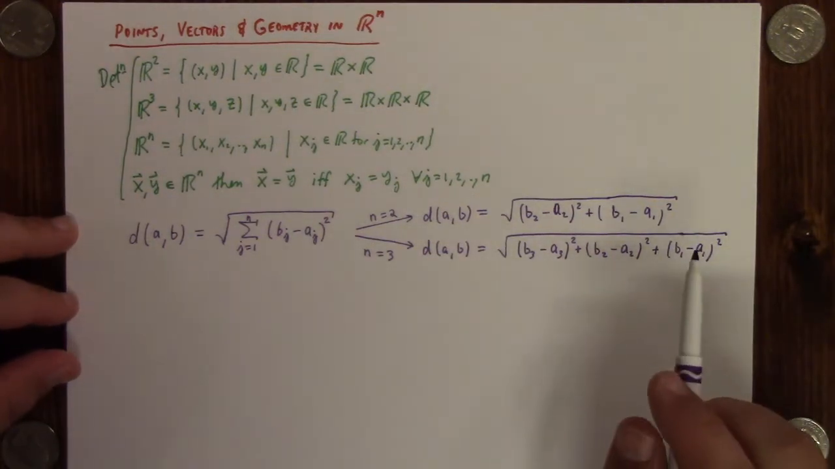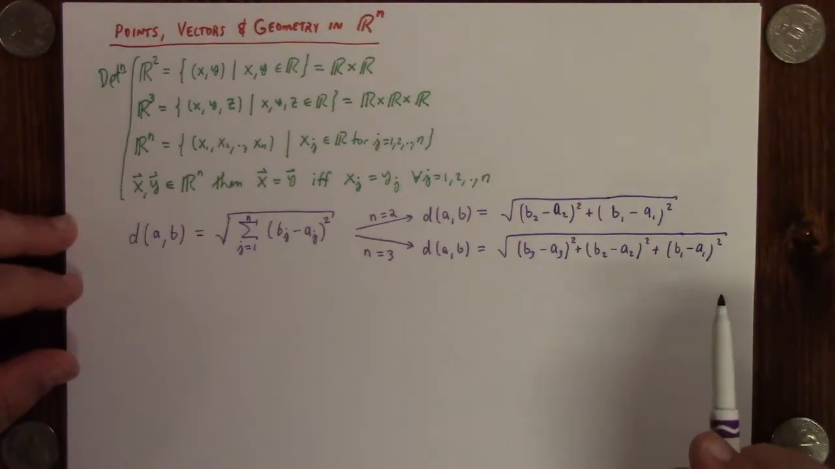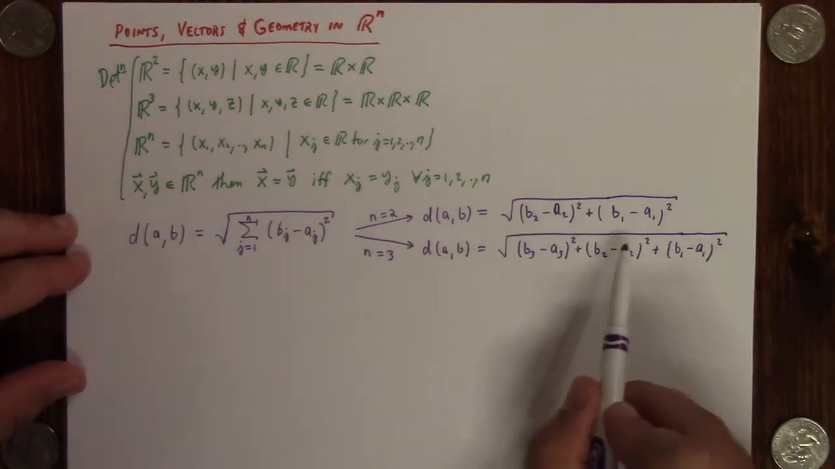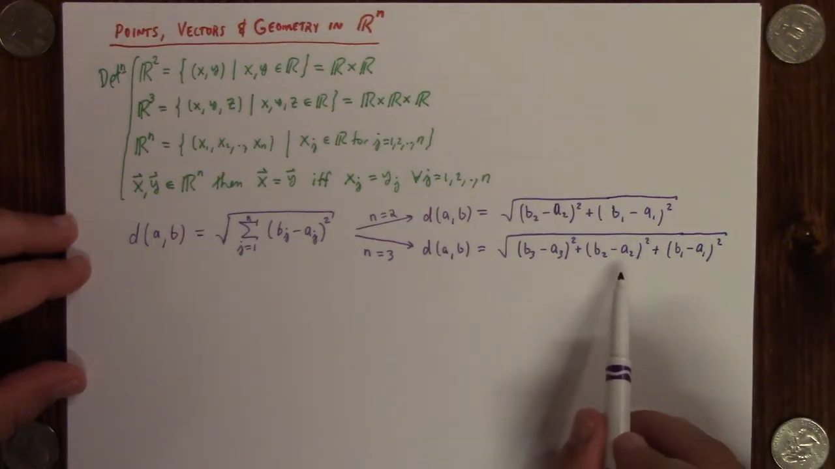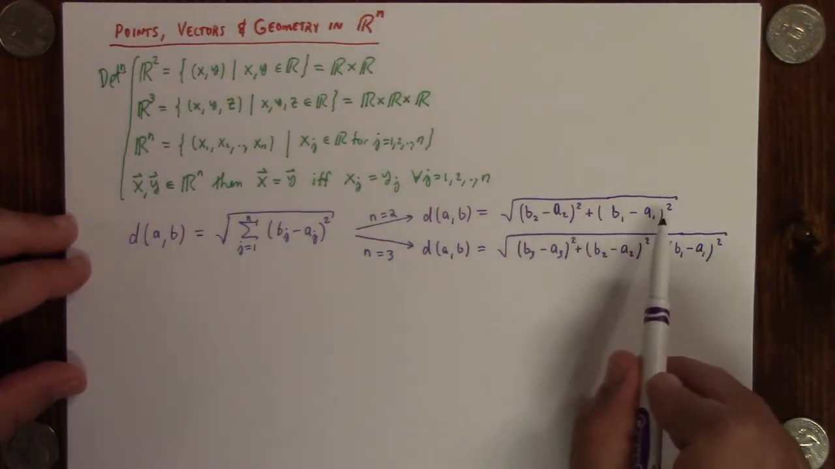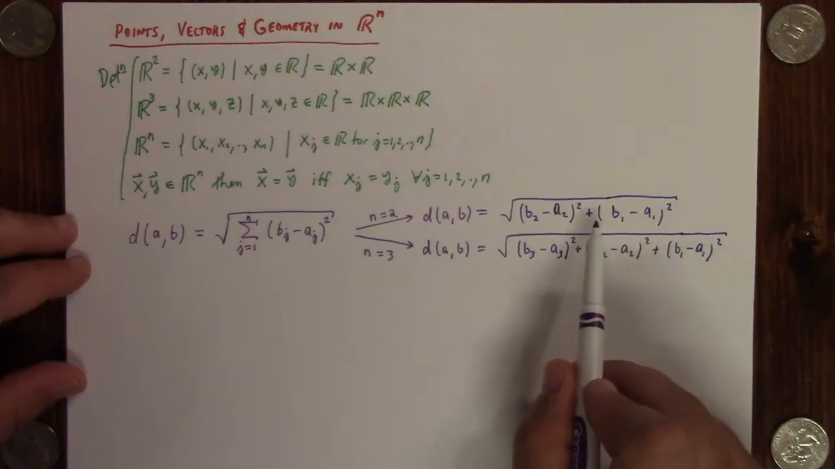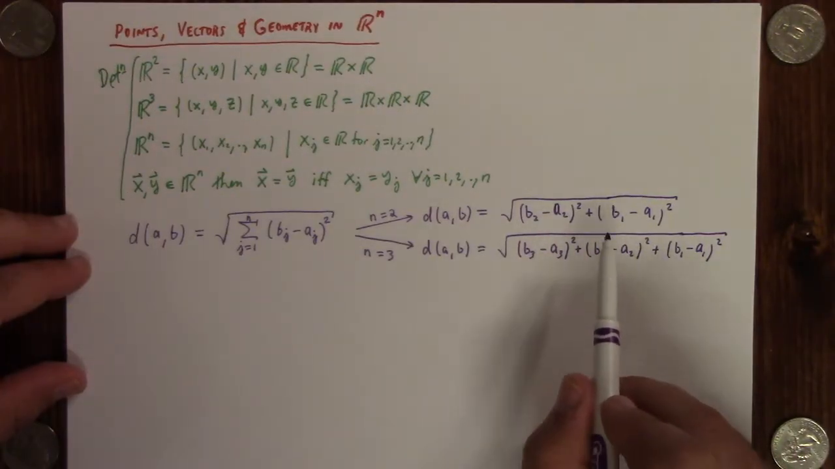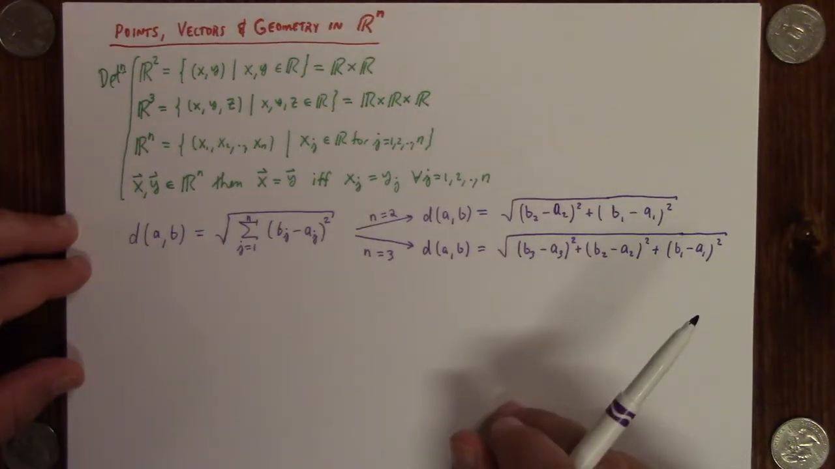And I would point out on page 12 of my notes, there's a little picture which shows how you can understand where the three-dimensional formula comes from by looking at triangles and looking at the two-dimensional formula.